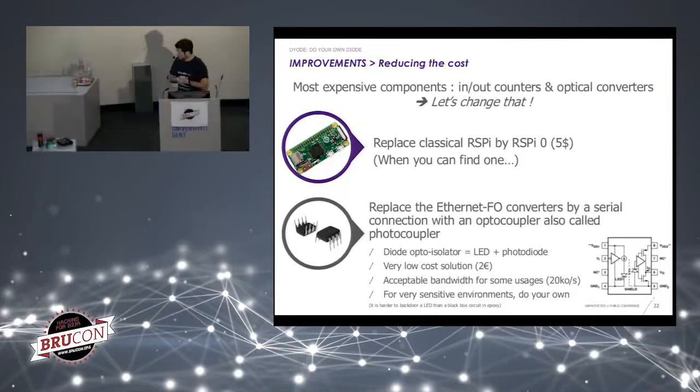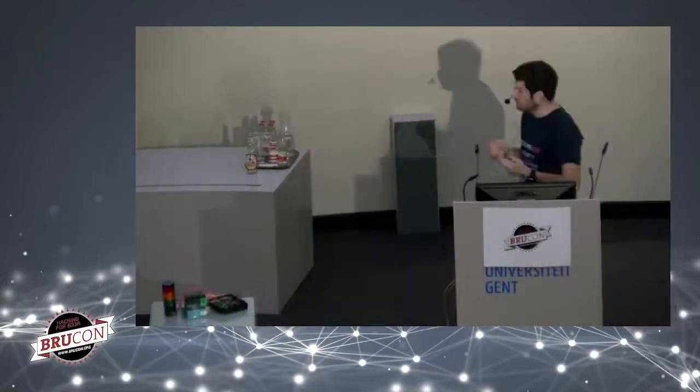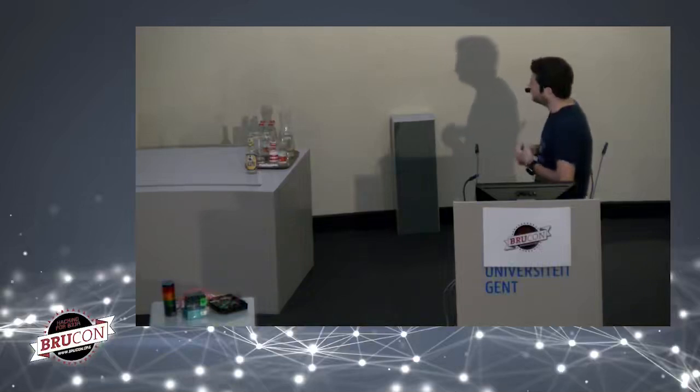And also, we decided to go for a cheaper solution, replacing the copper optical converters. And that's actually a suggestion from someone when I was giving this talk. He told me about, yes, we use optocouplers to isolate from an electrical point of view 2 parts of an electrical circuit. Could you use that to, let's say, build a data diode? And actually, yes, we can.